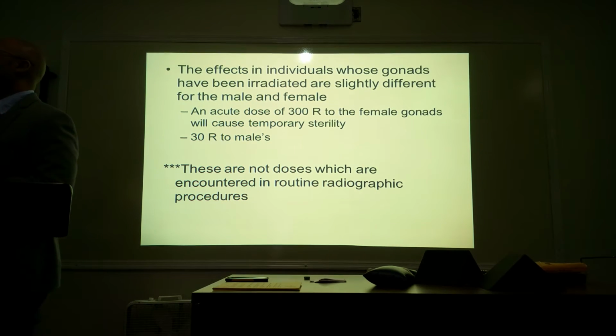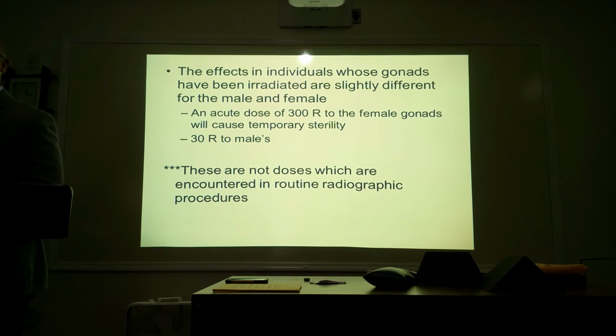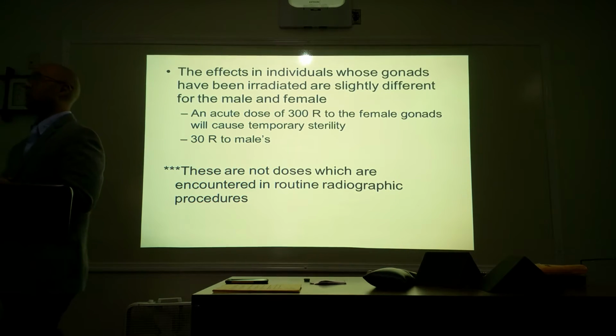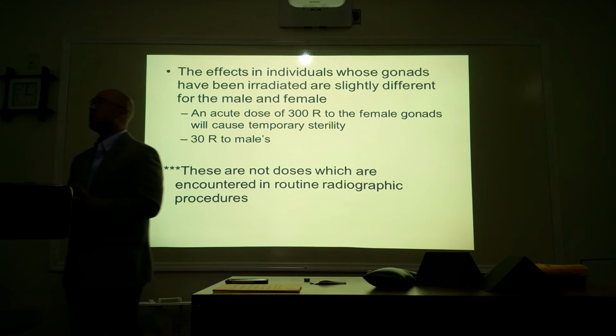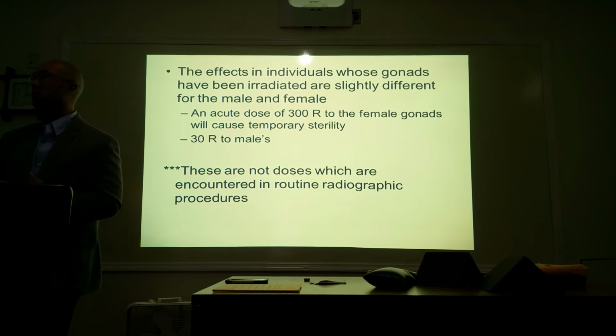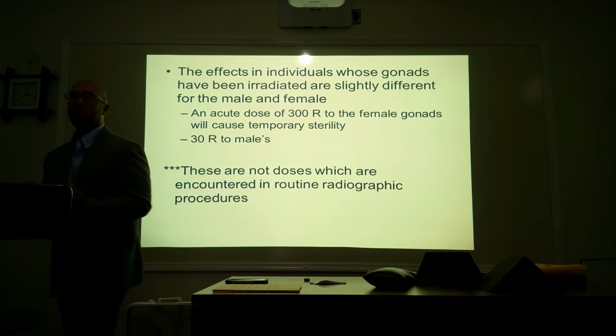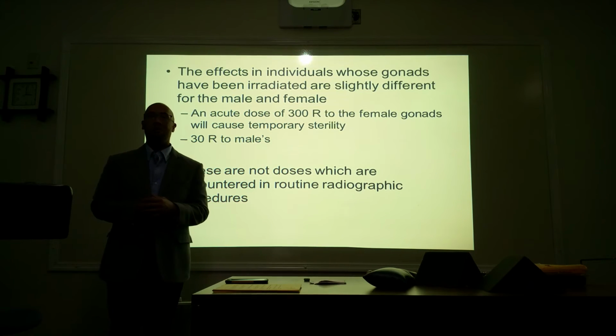An acute dose of 300 R, what is that? Are we talking rad or rem? Roentgen? Not roentgen, because roentgen has no biological effect. Rad. Rads, so we're talking about rads. An acute dose of 300 rads to the female gonads will cause temporary sterility, whereas it's only 30 for males. Why is that? Because they're outside the body.